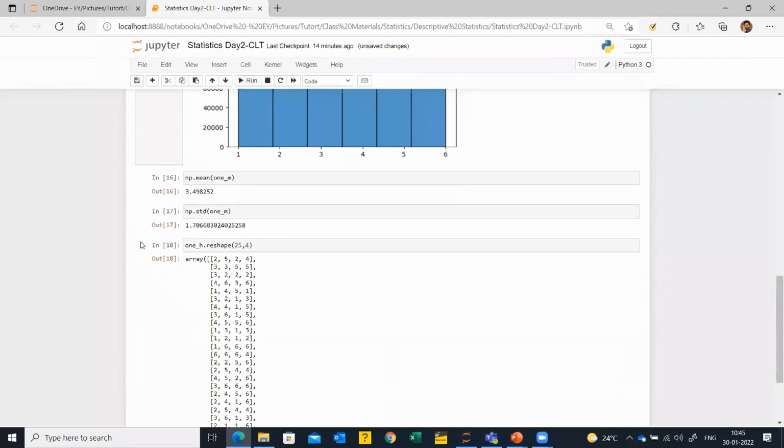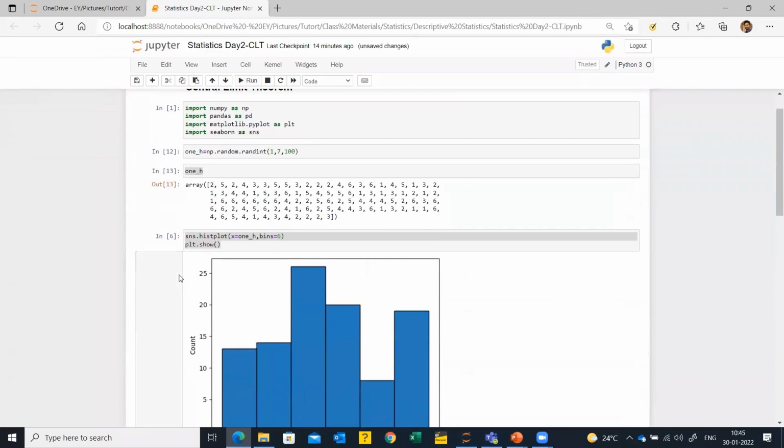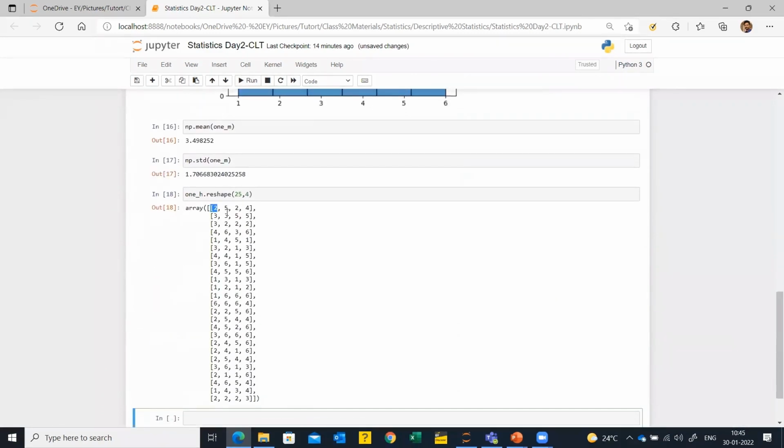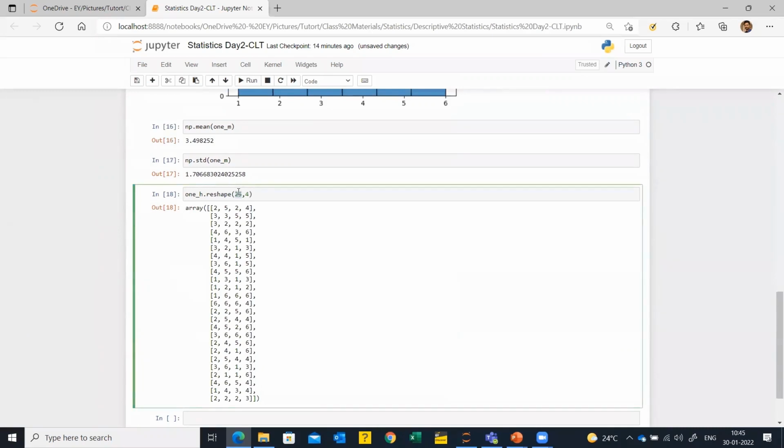Once I hit run, what you can see is that it has changed from a serial to a shape where you have 25 rows and 4 columns. So the first value is row and the next value is column. So 25 rows in total, 1, 2, 3, 4, up to 25, and 4 columns, 1, 2, 3, 4. Got it? You can do it for 1_million also, but I want to show it visually. So that's why I'm using 1_h.